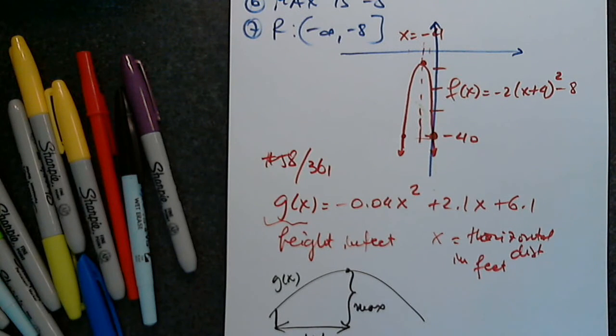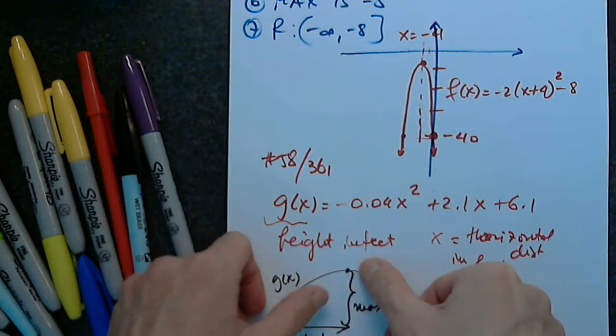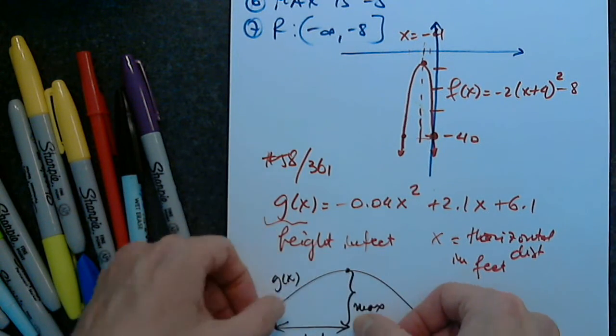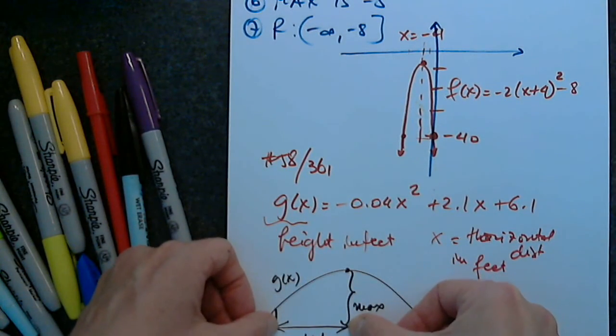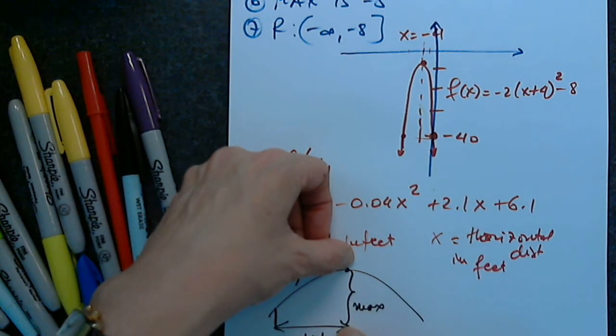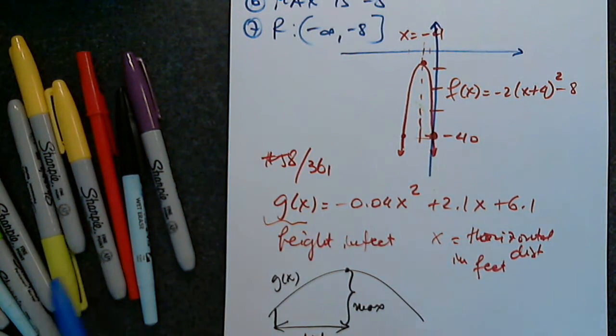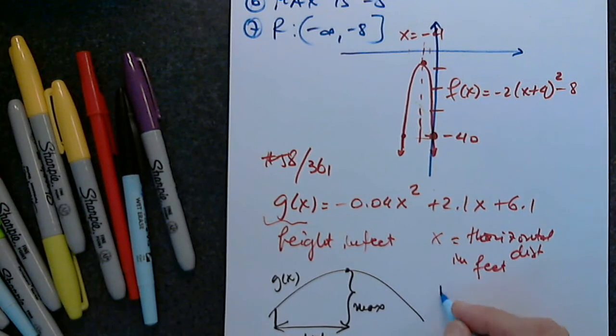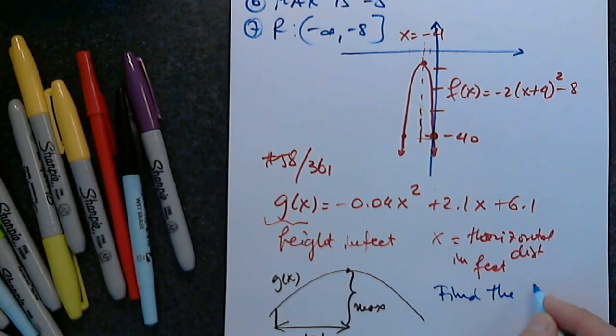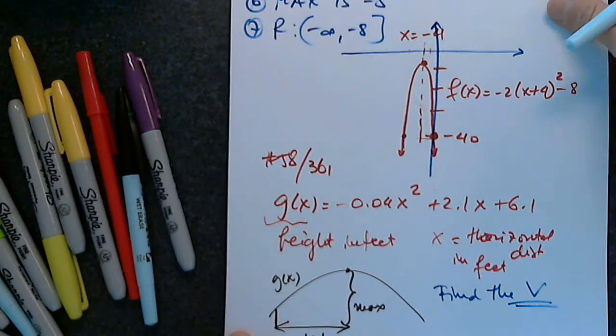So what are we really asked to find? Exactly. I'm asked to find the vertex. I cannot find the y-coordinate of the vertex yet, but I have to find the x-coordinate of the vertex, and then I will plug it in to find the y. Exactly. Thank you, Ryan. So we have to find the vertex. The vertex will give us the answer to part A.